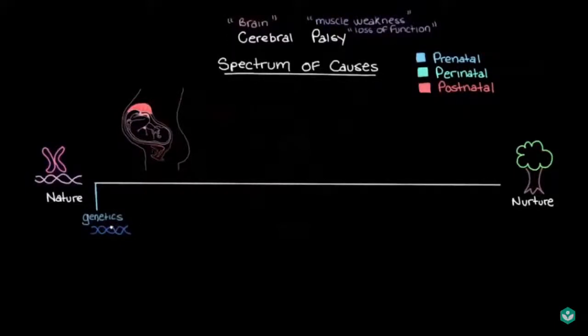So the rest of the prenatal events that can cause cerebral palsy kind of fall in between nature and nurture. They happen before birth, they are prenatal causes, but they have a bit more to do with the environment that the fetus is in. So we'll put these prenatal events around here on our spectrum of causes. The first event that will pop down here is infections. Infections that the fetus gets from mom, so congenital infections.